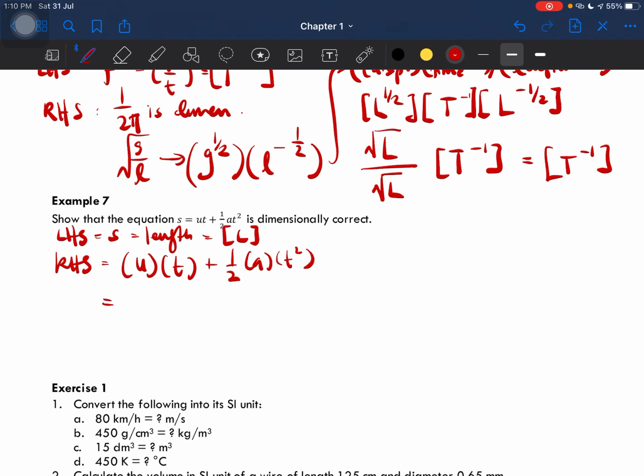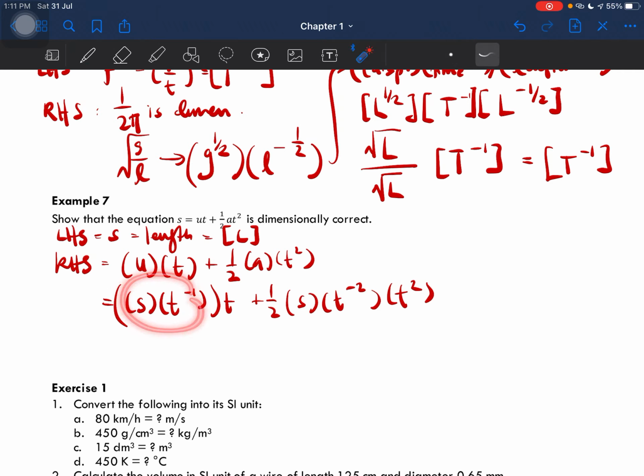acceleration T square. So we know that the velocity has the dimension of S per T, that is S T negative 1, times T here, plus half acceleration is S T negative 2, then we have T square here. Okay, this one I got from our previous examples as the same thing as acceleration. This one also from previous examples.